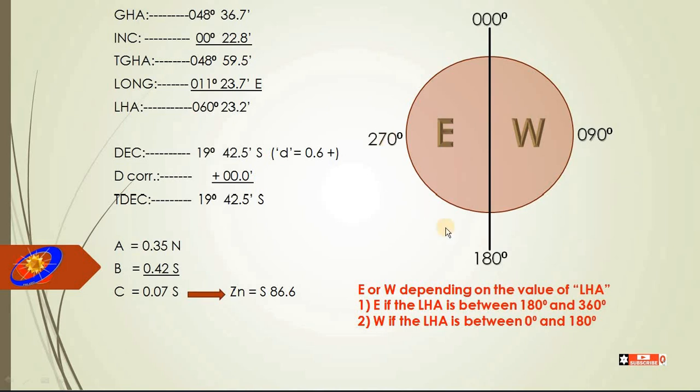So try to draw this in your mind again. 0 degrees, 90 degrees, 180 degrees, 270 degrees. From 0 degrees to 180 is west, from 180 to 360 or 0 degrees is east. So, because our LHA is somewhere here, it means it's in the area of west. That's why we put here west.